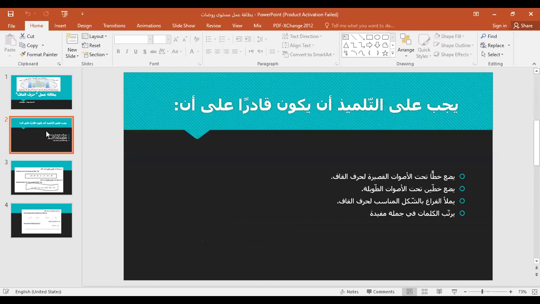It means underline once the short sounds of letter Qa. Underline twice the long sounds. So you have to fill in the blanks with the suitable form of letter Qa. And then unscramble sentences, which is putting the words in a meaningful sentence.